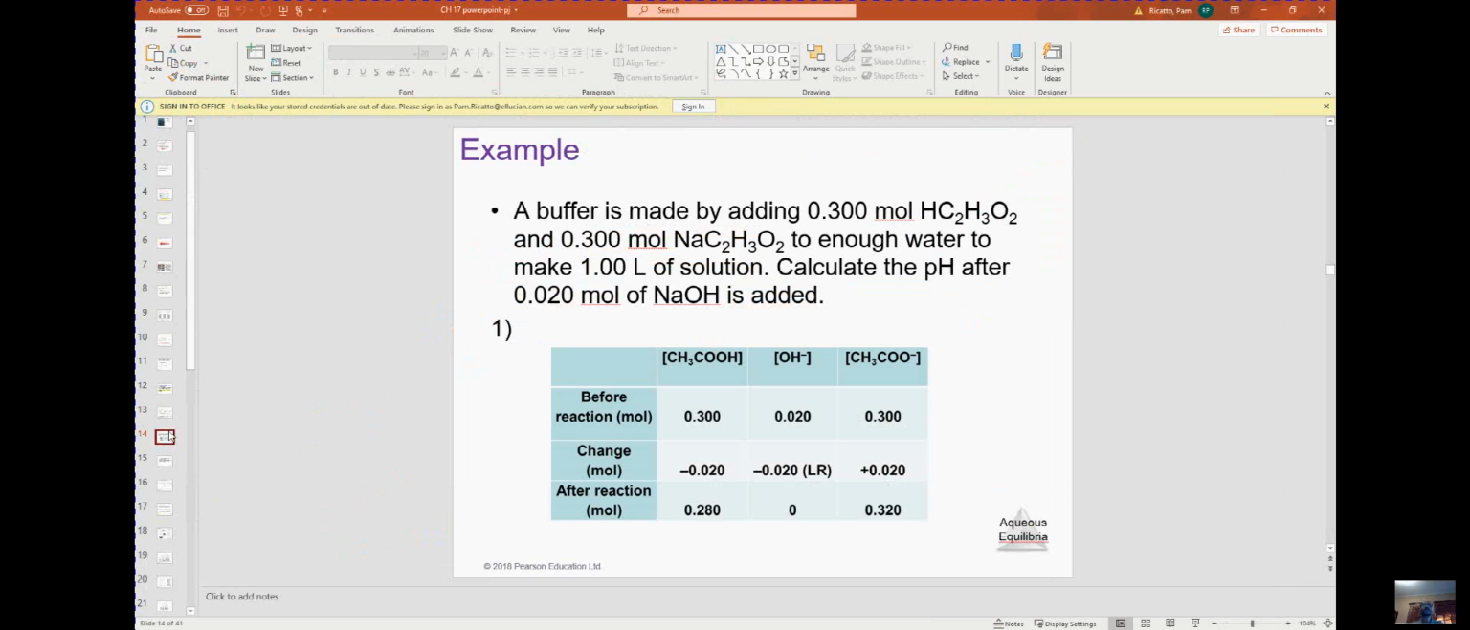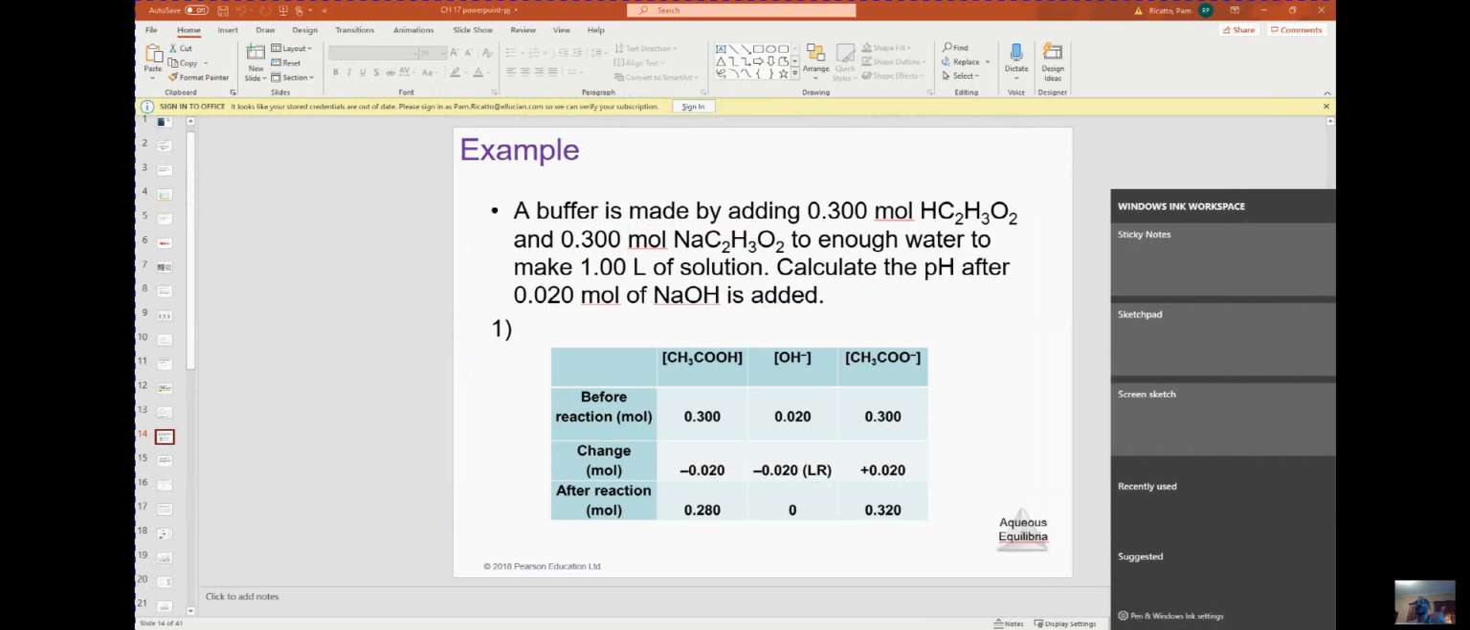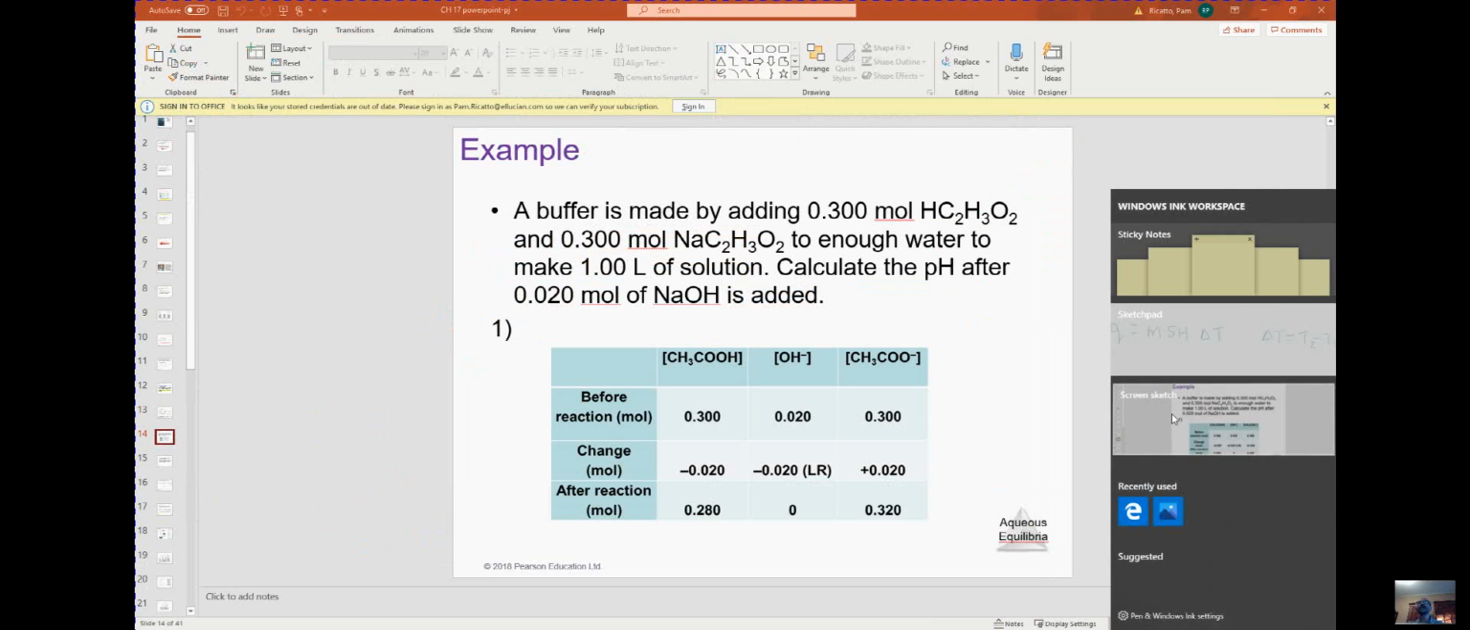Okay, let's take a look at it. About 0.3 moles of acetic acid and 0.3 moles of acetate to enough water to make 1 liter solution. Calculate the pH when 0.2 moles of sodium hydroxide is added. Okay, so let's draw the original solution and let's talk about what we're adding to it. Okay, so neutralization followed by equilibrium.